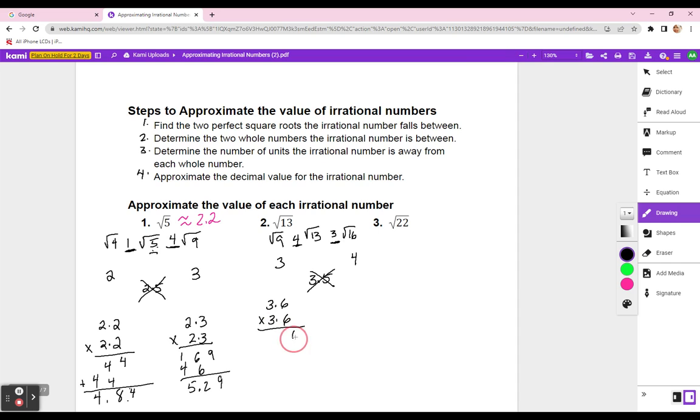6 times 6 is 36. 3 times 6 is 18, plus 3 is 21. 3 times 6 is 18. 3 times, carry the 1. 3 times 3 is 9, plus 1 is 10. So we get 12.96. That's pretty close to 13. We don't have to do any more work. So the square root of 13 is approximately 3.6.